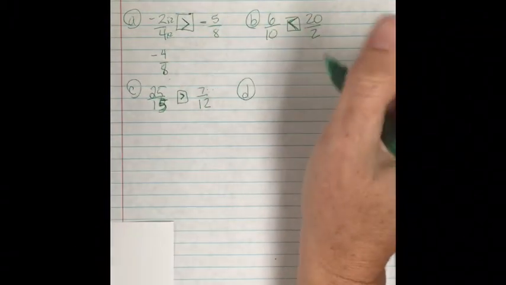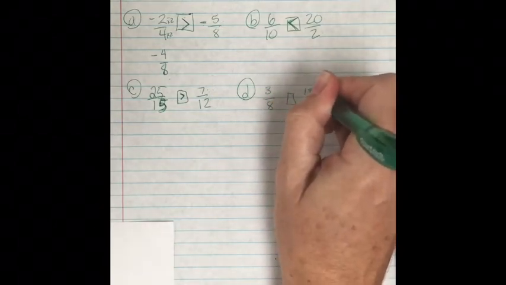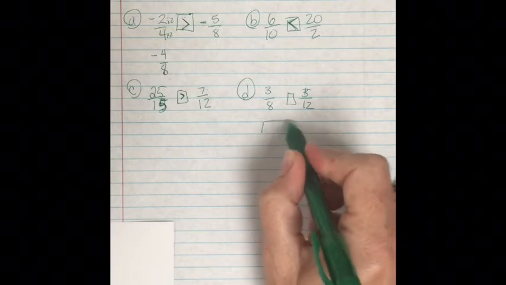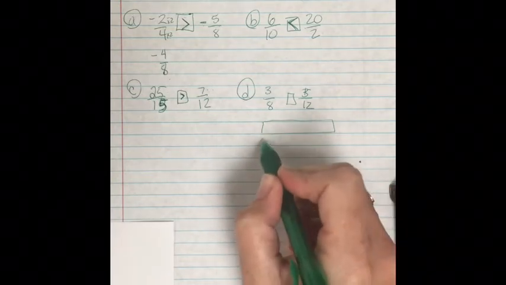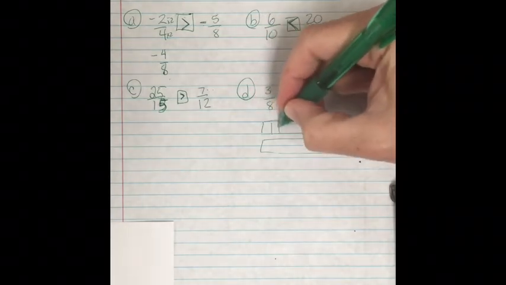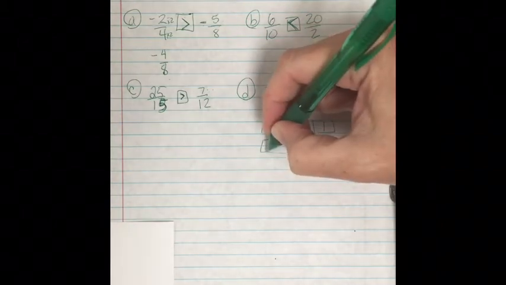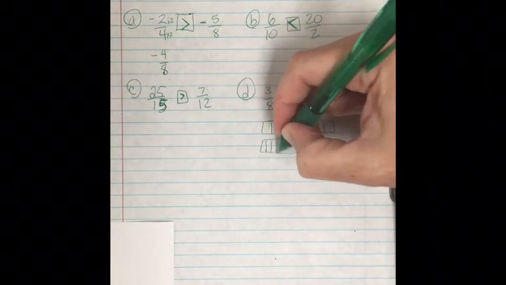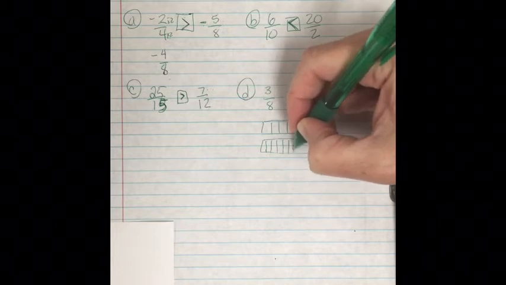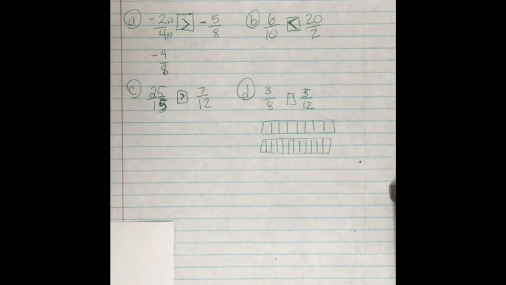D, 3/8 versus 3/12. We talked about dividing out pieces of a candy bar. We can divide the first one into 8s, and the second one into 12s. They don't have to be exact, just close.